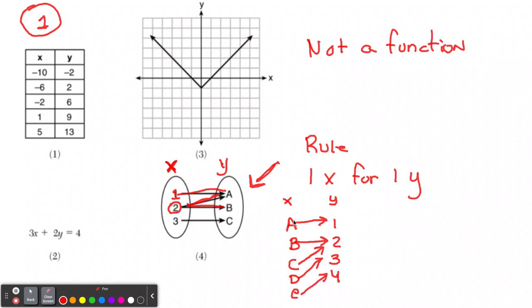So now you have 1 x for 1 y, right? A has its 1 y, B has its 1 y, C has its 1 y. The y can have multiple x's, but the x can't have multiple y's. Just put a big star there. Remember that. So yes, you could have this. This is a function because the y can have multiple x's, but the x can't have multiple y's. Just keep that in mind. Let's go to question 2.